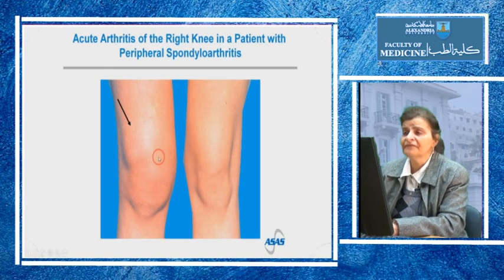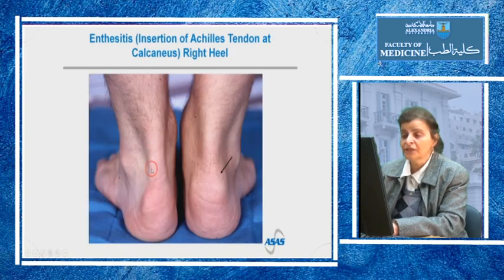This is a picture of the peripheral arthritis that we see in peripheral spondyloarthritis. As you see, asymmetrical affection of the knee joints. This is a picture showing you the enthesitis that is very common in spondyloarthritis patients.